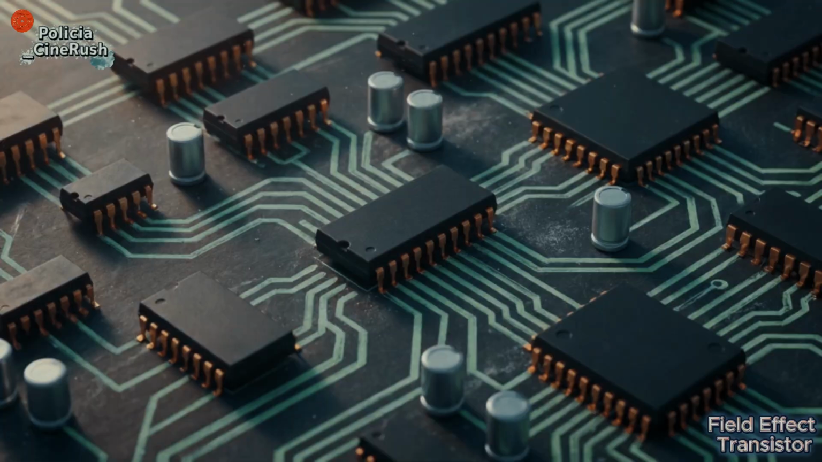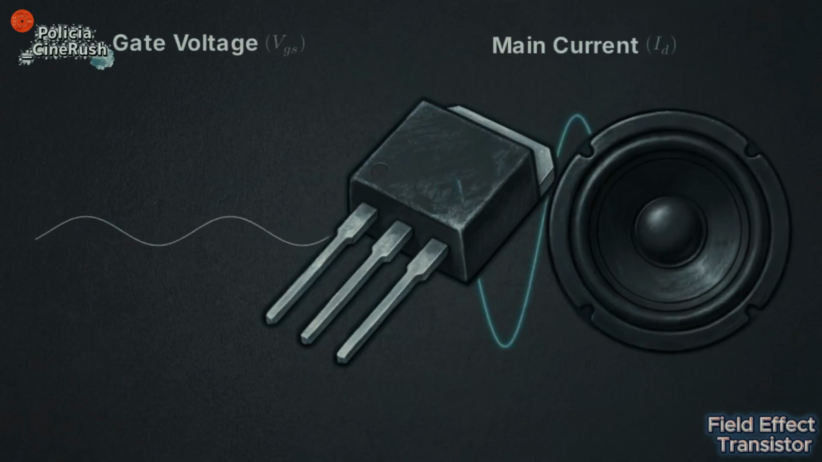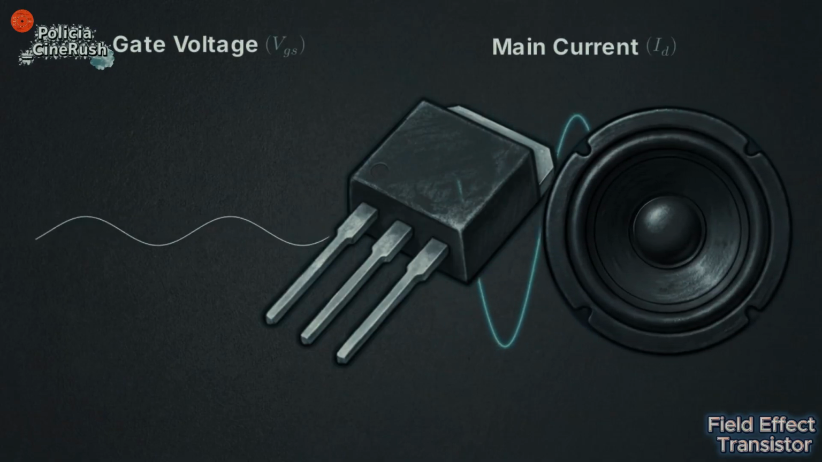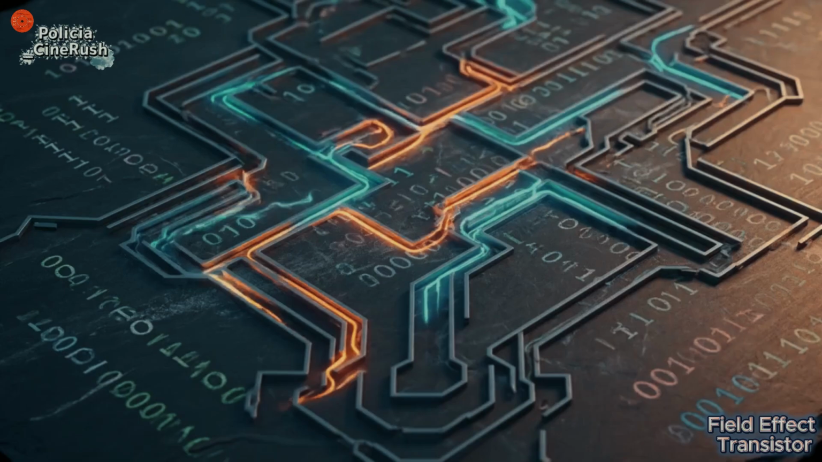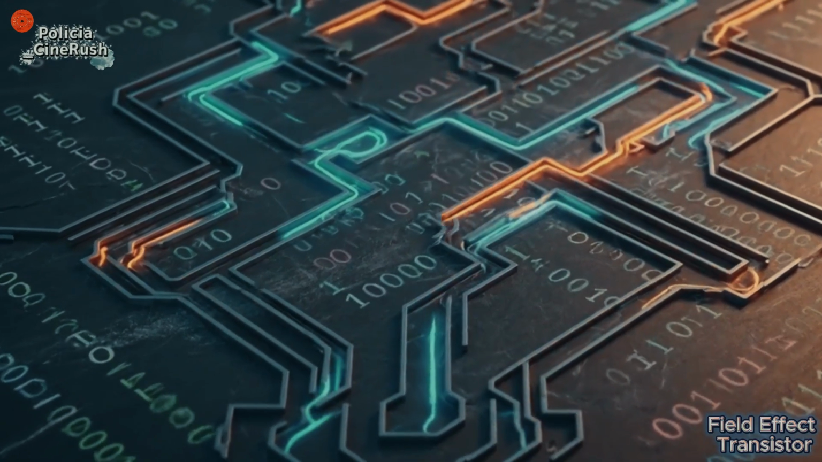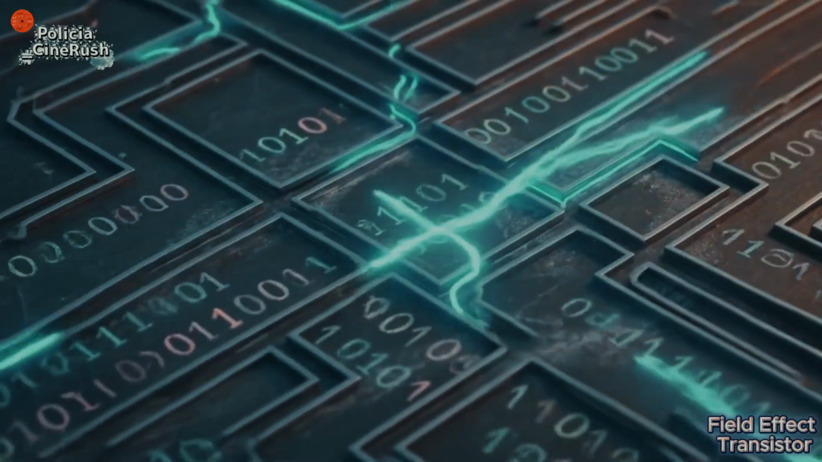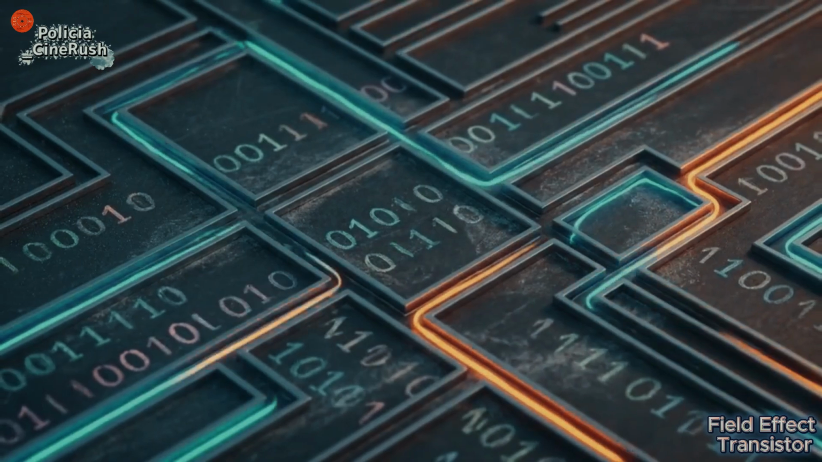When we put these properties to work, we get the infrastructure of modern electronics. In audio amplifiers, tiny fluctuations in the gate voltage are used to sculpt massive matching waves in the main current, driving large speakers with perfect fidelity. In your computer's processor, those same components act purely as switches, toggling between cutoff and saturation billions of times per second to execute binary logic.